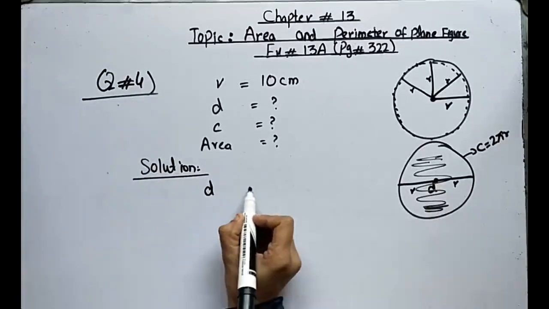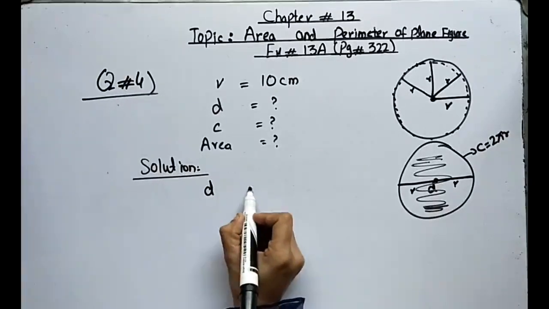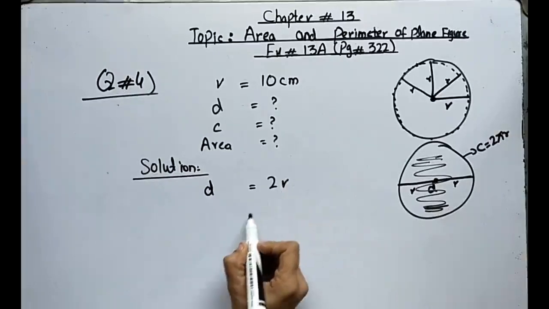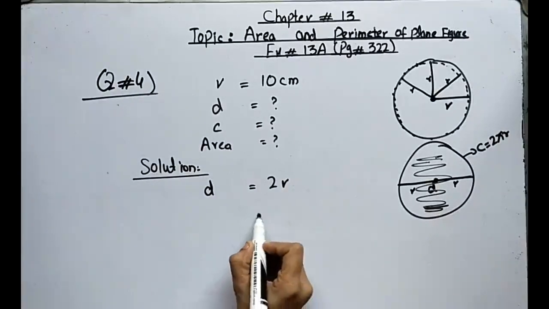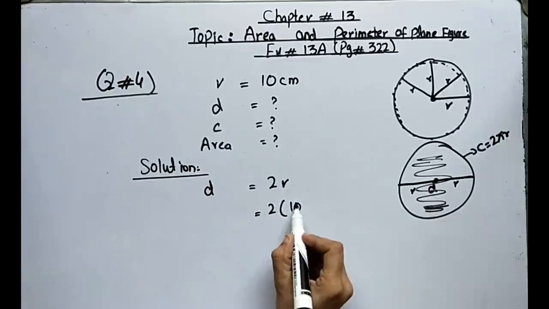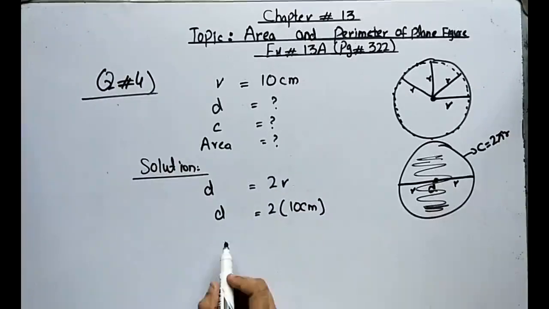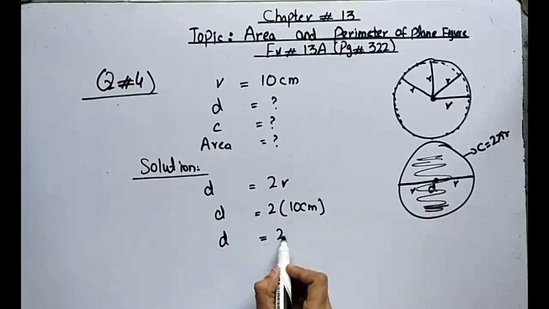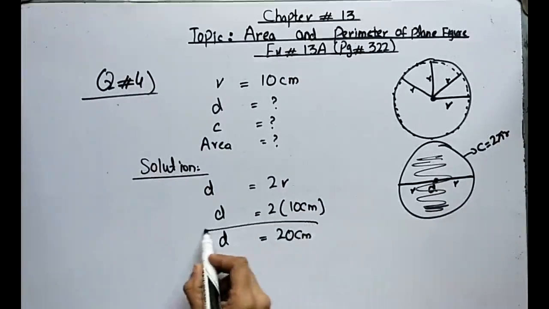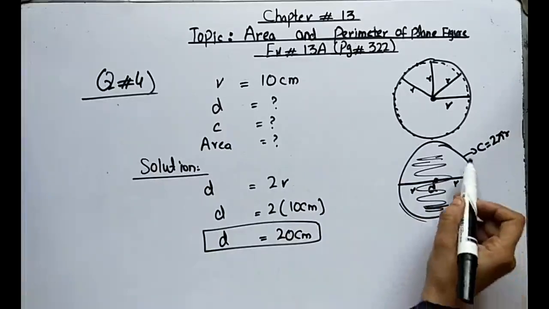D, and as we have already discussed, the formula of D is equal to 2r. Now put the value of r. R is given as 10 centimeter. If r is equal to 10 centimeter, then D will become 20 centimeter. Got it, beta?